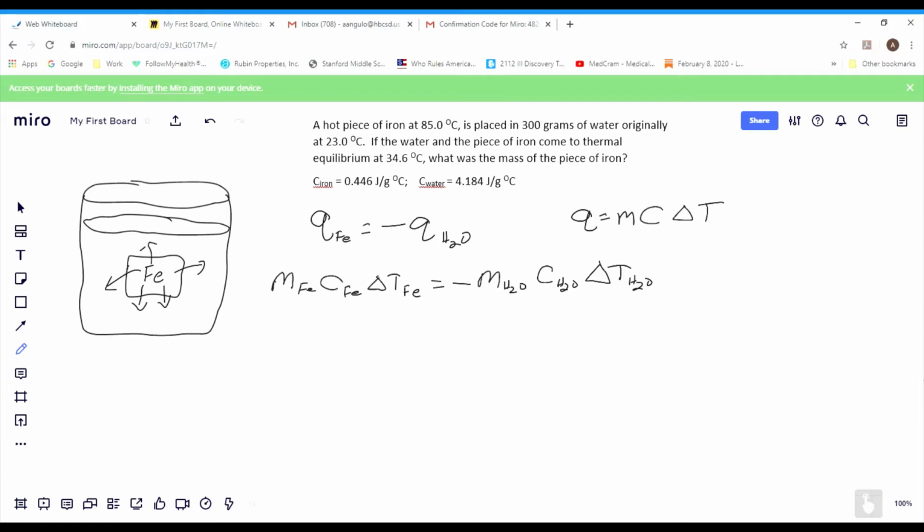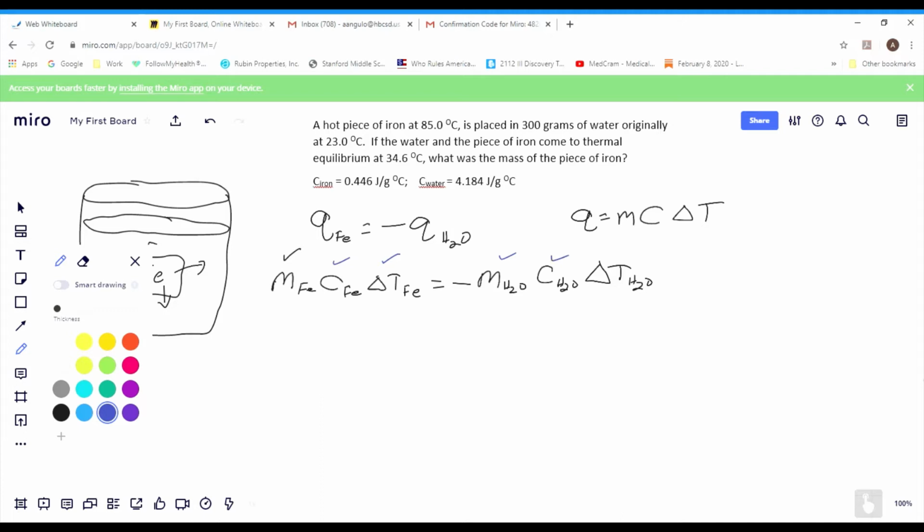What we are looking for is the mass of the piece of iron, that's this one. We have six variables in this equation. C of iron, we have that. Delta T of iron, we can calculate that out. The mass of the water, we're given as 300 grams, the specific heat capacity of water, and the delta T of the water. All these things you either have or we can calculate out.